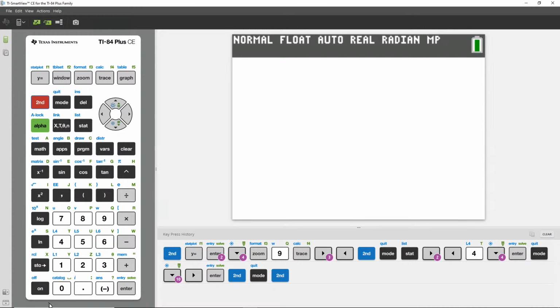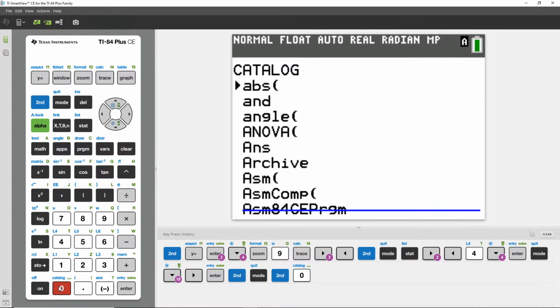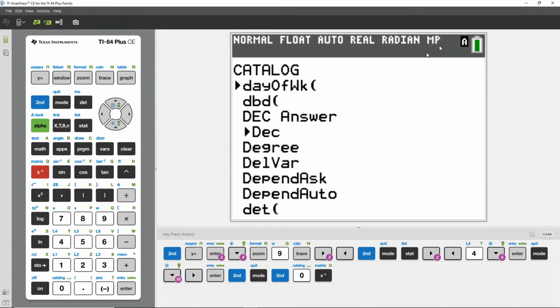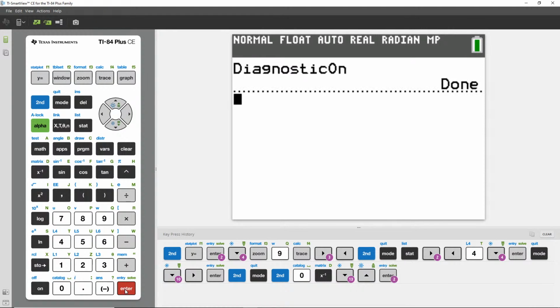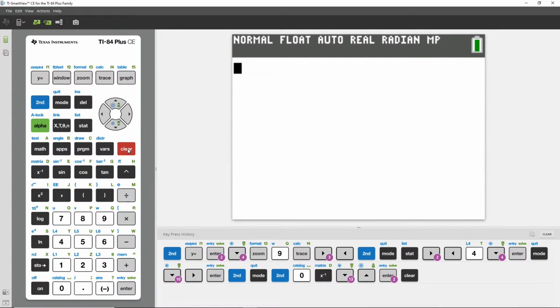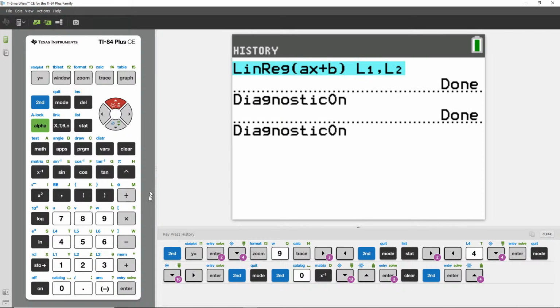So if you go to second catalog, there it is. And if I'm looking for diagnostics, that starts with a D. I can actually go to alpha D. Just hit D, it jumps down to the D's, and I can just go all the way down until I see diagnostic. Diagnostic on, turn it on. I found the command, hit it. It's now done. It's on. And now when I do back my second entry, well, let's see if we can recall that other command.